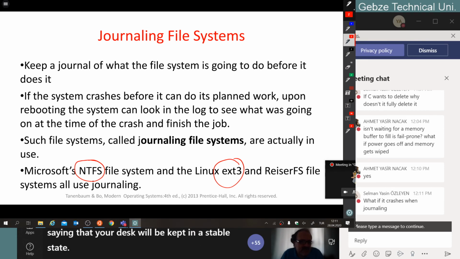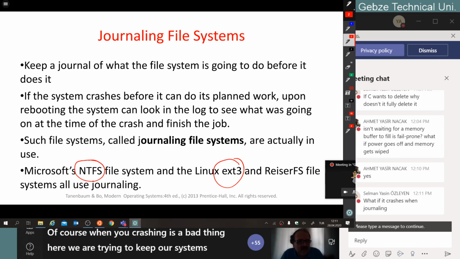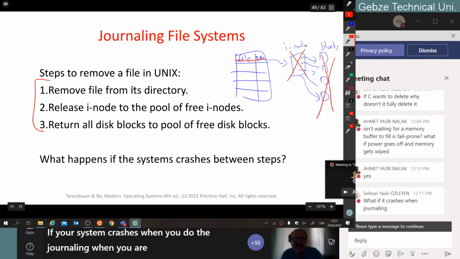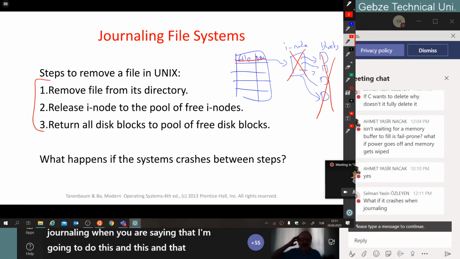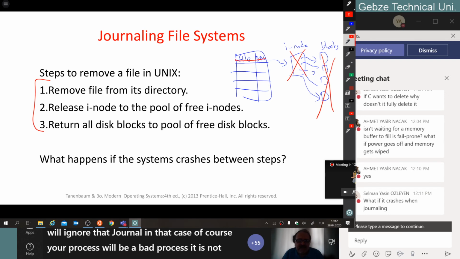Of course, crashing is a bad thing. Here we are trying to keep our system stable. If your system crashes when you do the journaling, when you are saying that I am going to do this and this and that, okay? If you do that, that means that while you are journaling, you didn't do anything on your disk yet. You are writing a journal and it is not done. When the system wakes up, it will see that there is an unfinished journal writing and it will ignore that journal. In that case, of course, your process will be a bad process. It is not done, but your disk will not be in a bad situation.